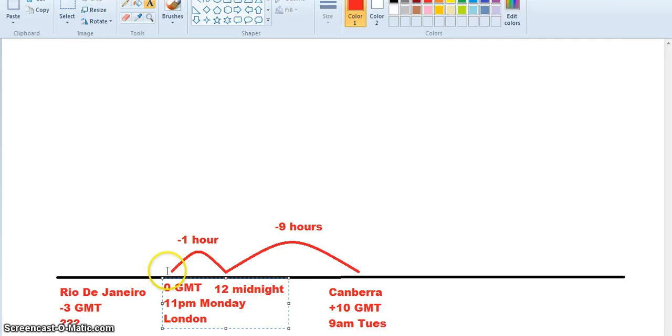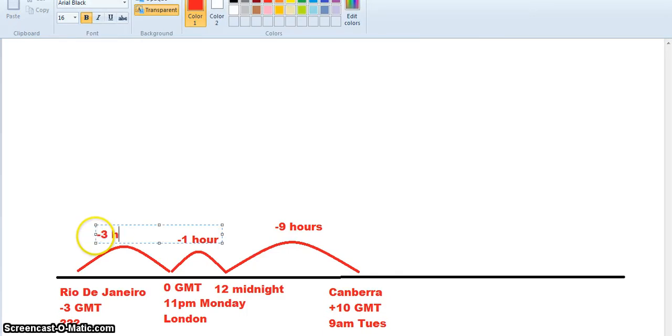So to get to Rio de Janeiro, we need to take a further 3 hours away. Okay, so we're at 11 p.m. here, and if we take a further 3 hours away, it's going to take us to 8 p.m. on Monday.